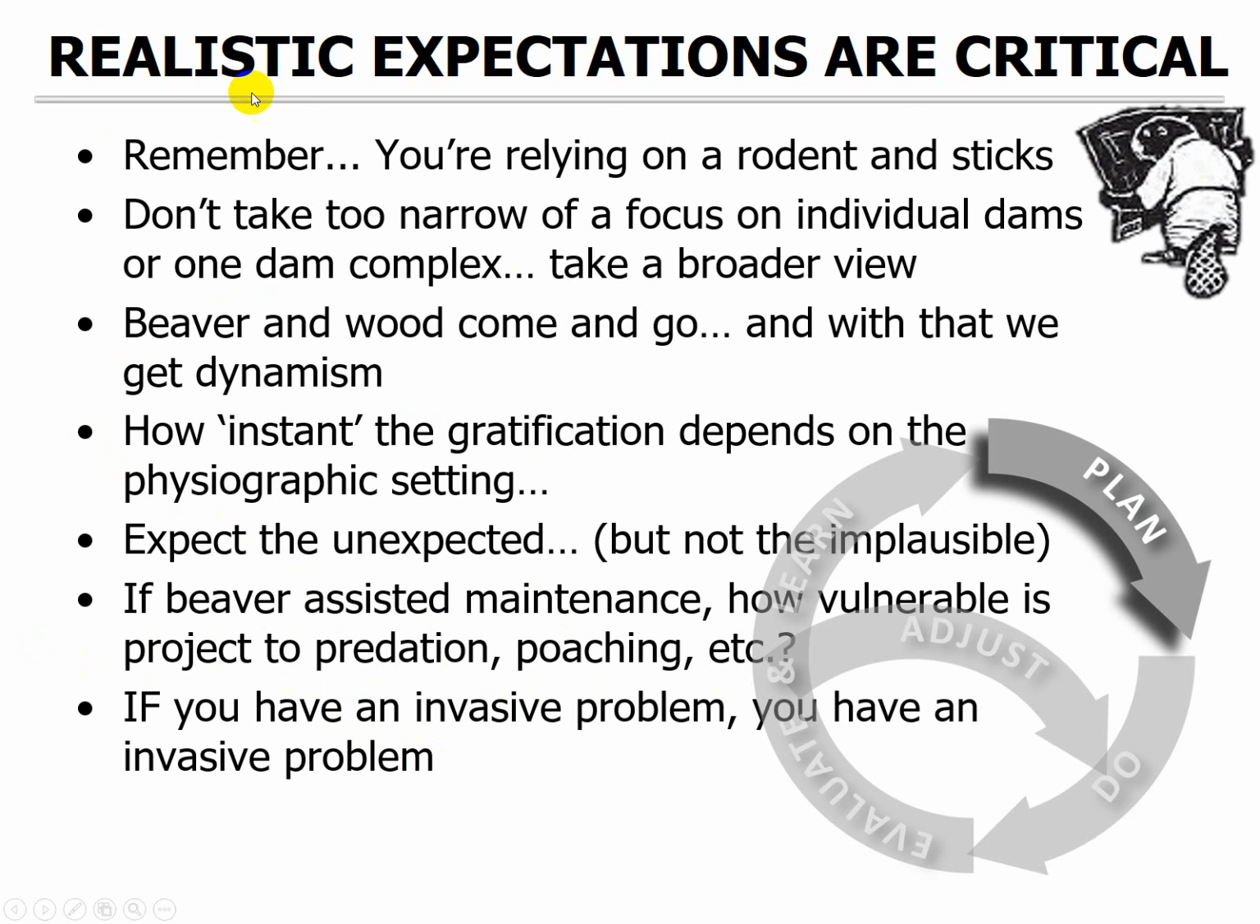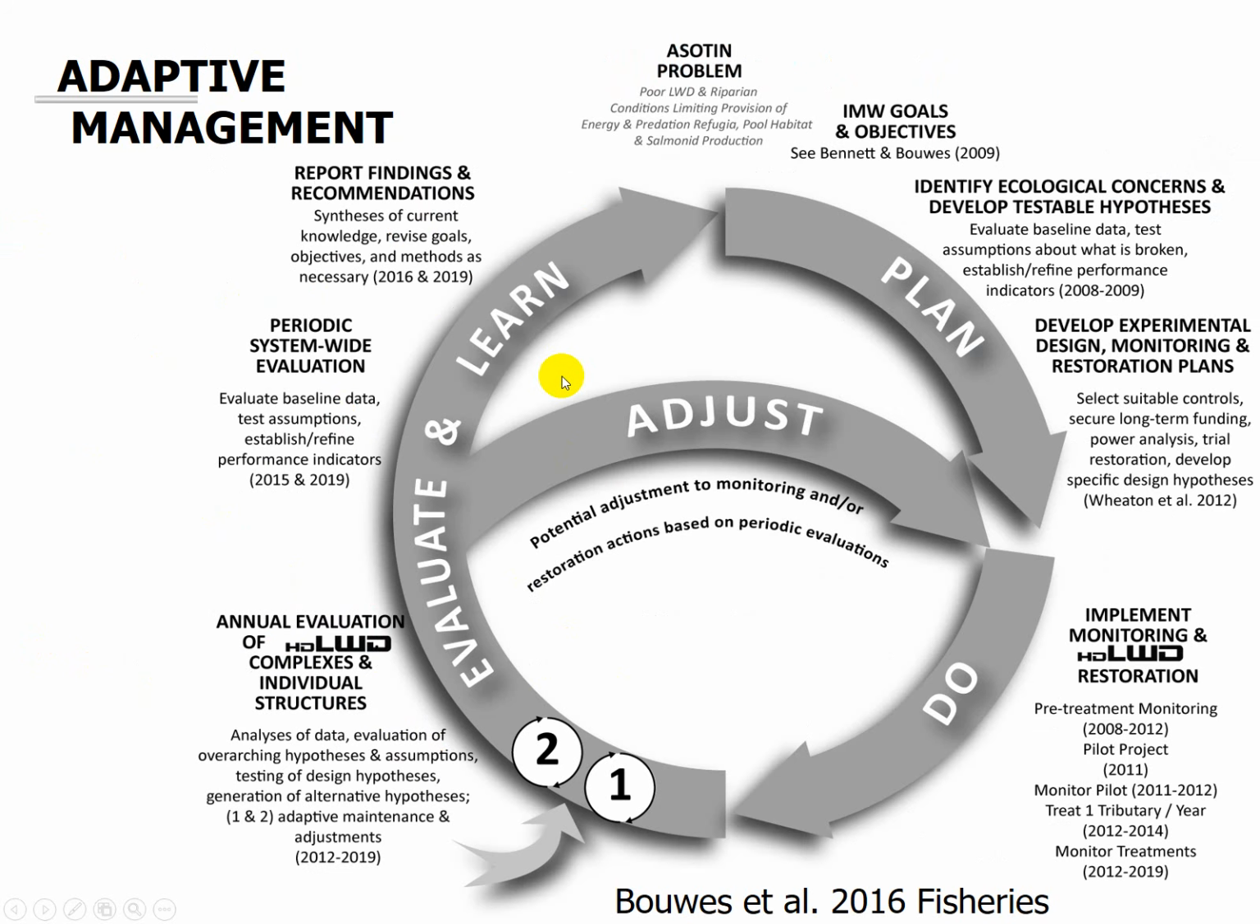So one of the ways that we think is a really helpful tool for dealing with this expectation management is adaptive management. This is an example from Steve Bennett and Nick Bouwes and I from the fisheries article that covers the SOTN project that Steve Bennett presented on. And this is the classic adaptive management loop. There's the planning, the doing, evaluating through monitoring, and then potential adjustments to either your plan or what you do. And so this is why adaptive management is referred to as learning by doing.